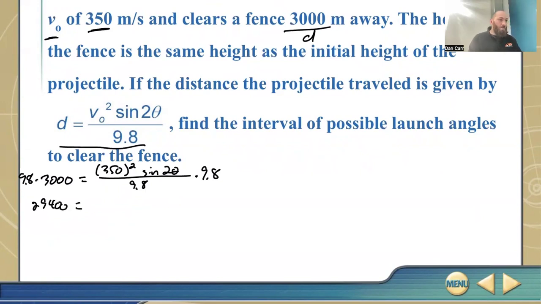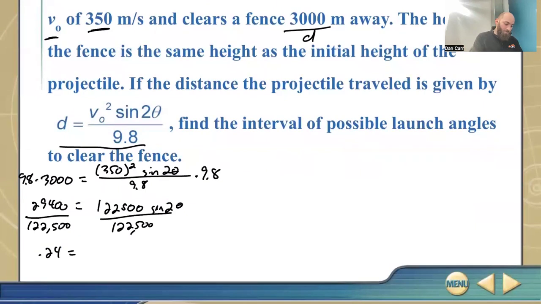I do that, I'm going to get 29,400. I might as well go ahead and do 350 squared while I'm at it. So 122,500 times the sine of 2 theta. From here, I can divide both sides by 122,500. I do this in my calculator. I'm going to use more decimal places, but just for writing purposes, this will simplify to 0.24 for right now. And that'll be the sine of 2 theta.